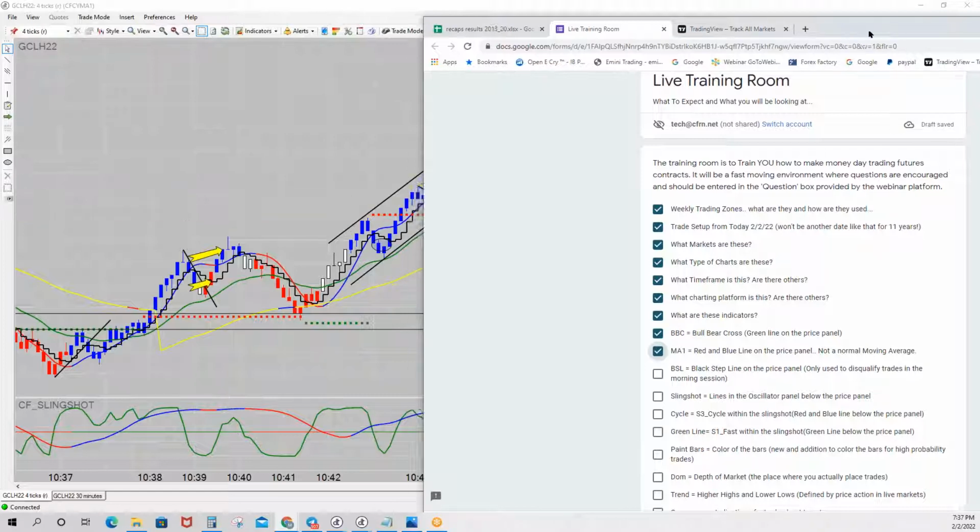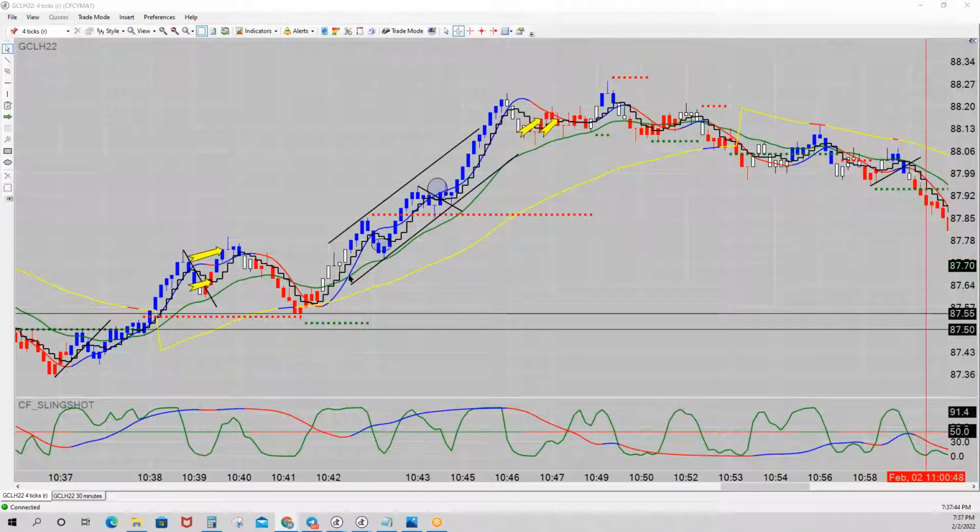Now, let me discuss the black step line with you for a second. The black step line is only used in here to disqualify trades. You want the black step line, which is this line right here, to be on the same side of the BBC as the MA1. If the black step line gets below the BBC, like right here, you're not going to go long anymore. You're not going to buy. If it gets above the BBC, like right here, you're not going to sell anymore. So you're not going to buy when it's below and you're not going to sell when it's above. That's telling you basically to stay out.